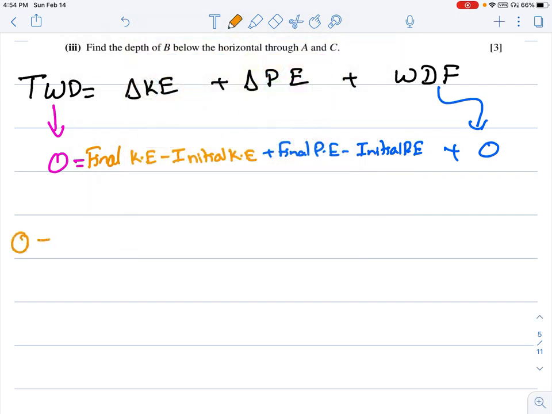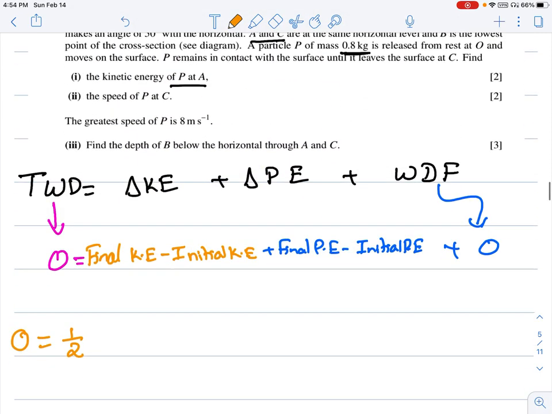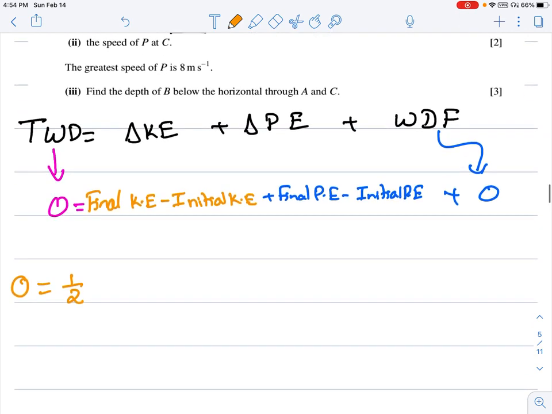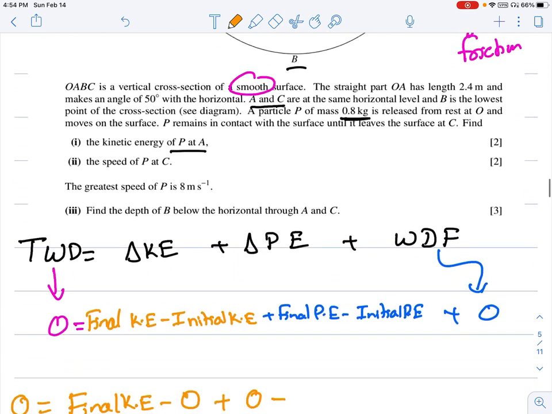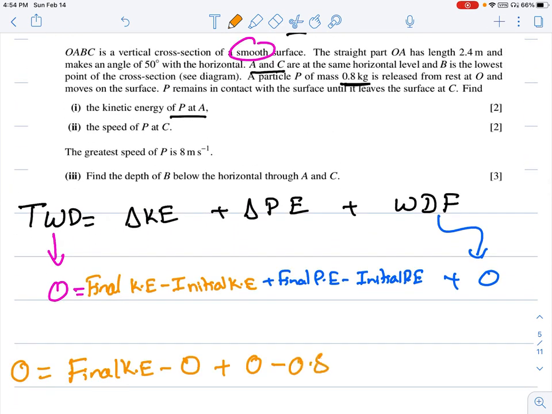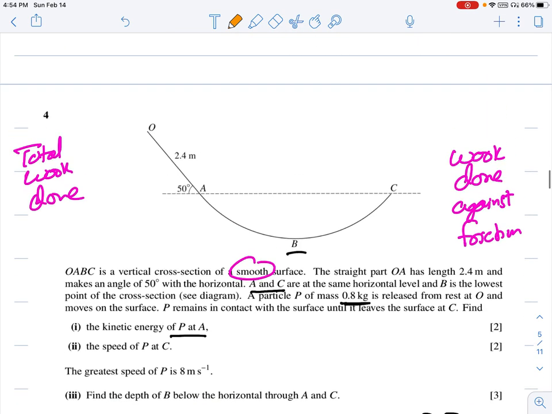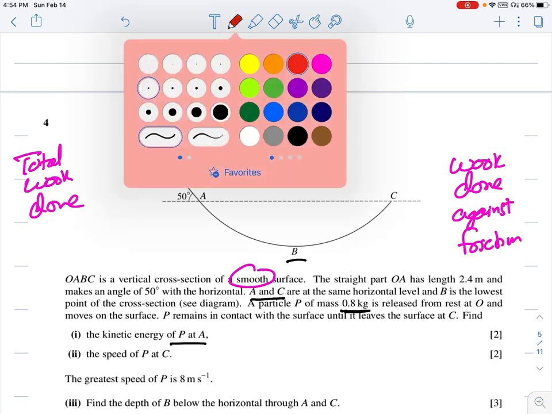So 0 is equal to final kinetic energy. Find the kinetic energy of P at A, so only the final kinetic energy has been asked. So I want final kinetic energy minus initial kinetic energy, which is 0 because it is starting from rest, plus final potential energy, which is 0, minus initial potential energy, which is mgh. What is the mass of the particle? 0.8, and g is 10, and height h. What is height h? Let us calculate height h.